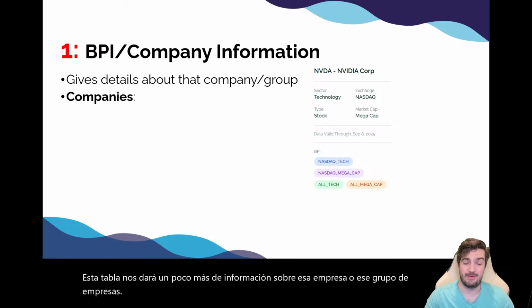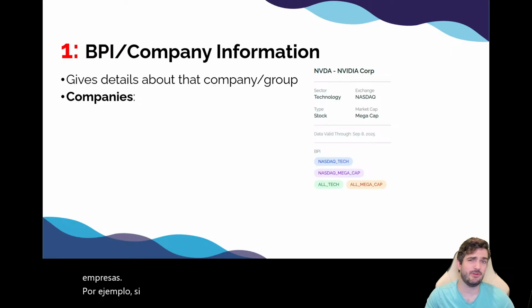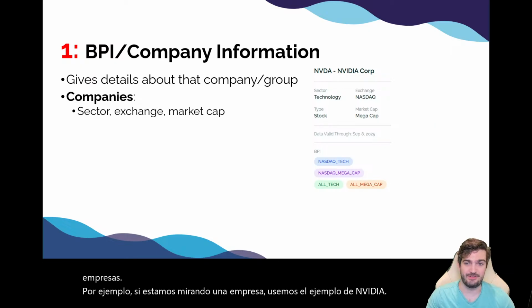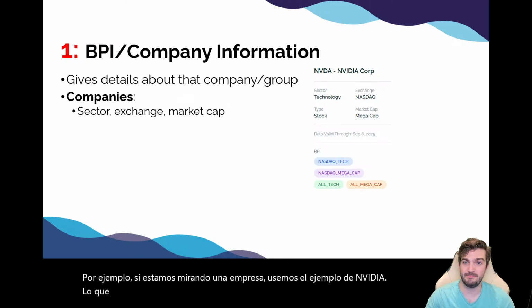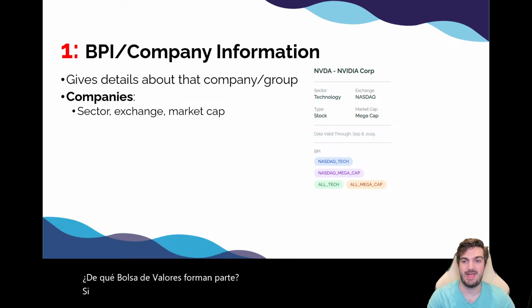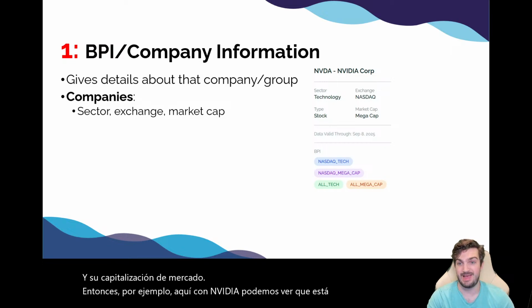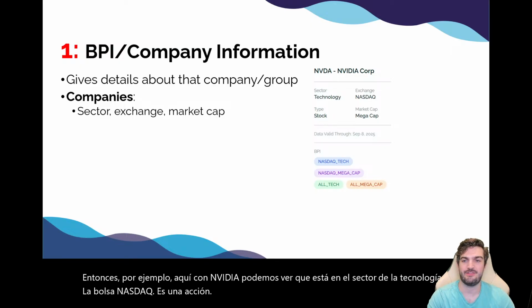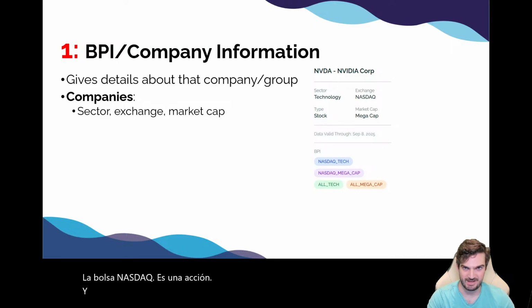For example, if we're looking at a company, let's use the example NVIDIA. What we find is information about their sector, what stock exchange they're a part of, if they're a stock or an ETF, and their market cap. So here with NVIDIA, we can see that it is in the technology sector, the NASDAQ exchange, it is a stock, and its market cap is mega.